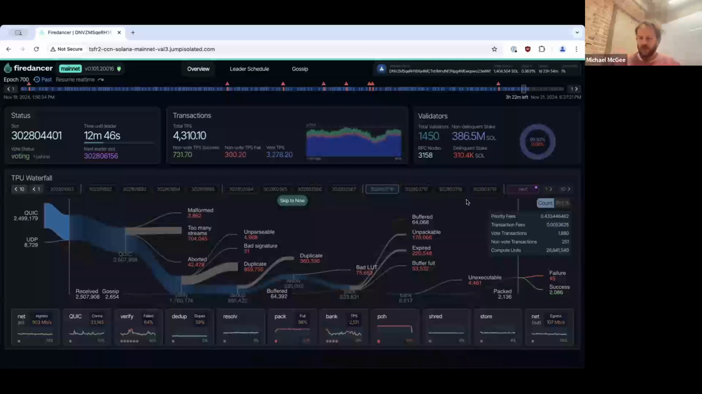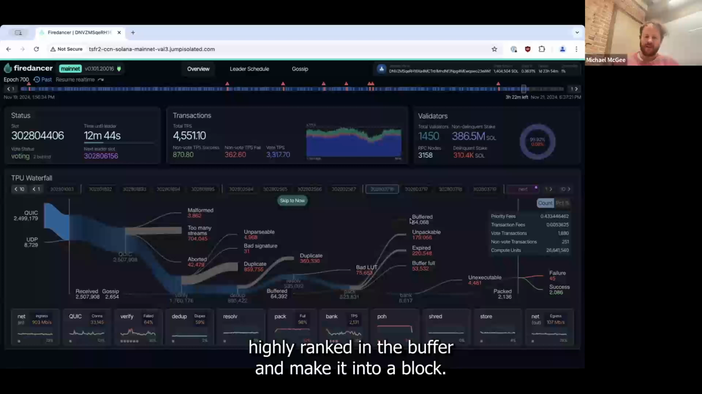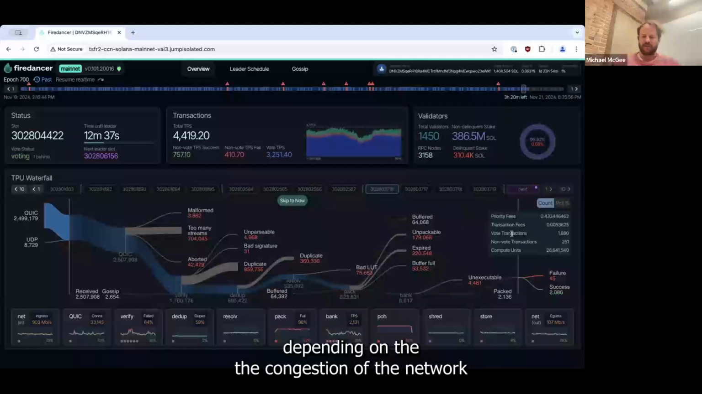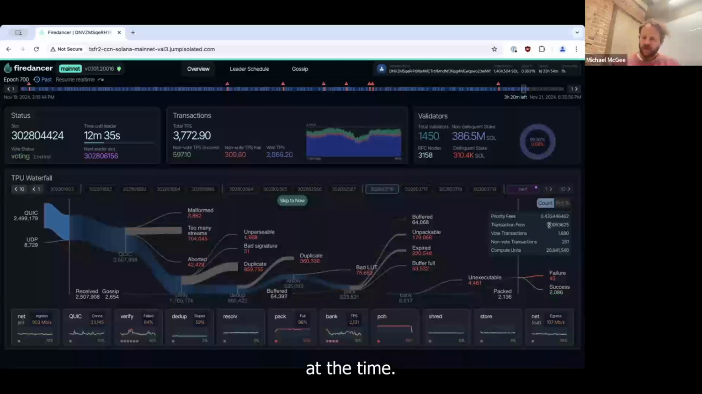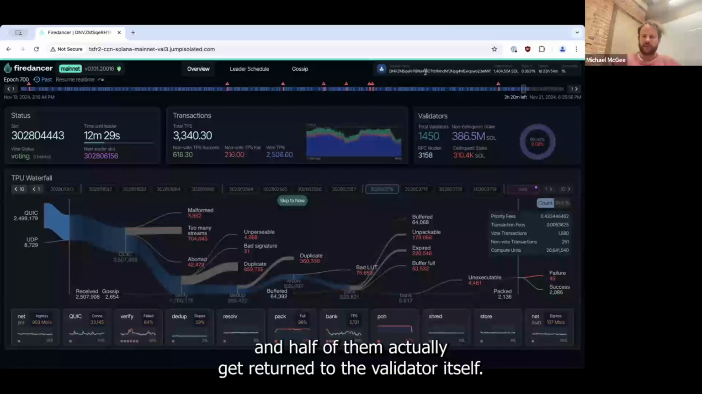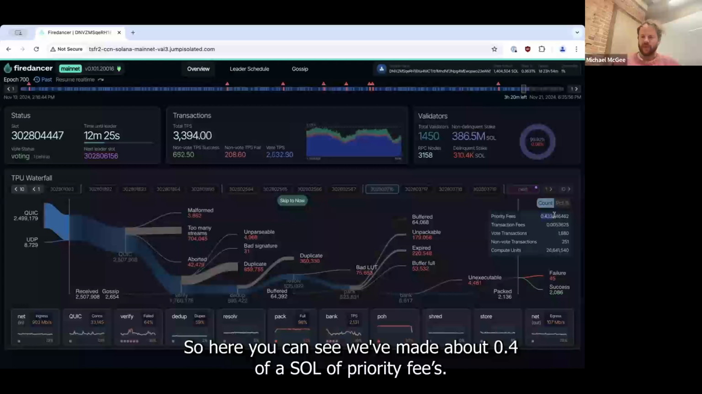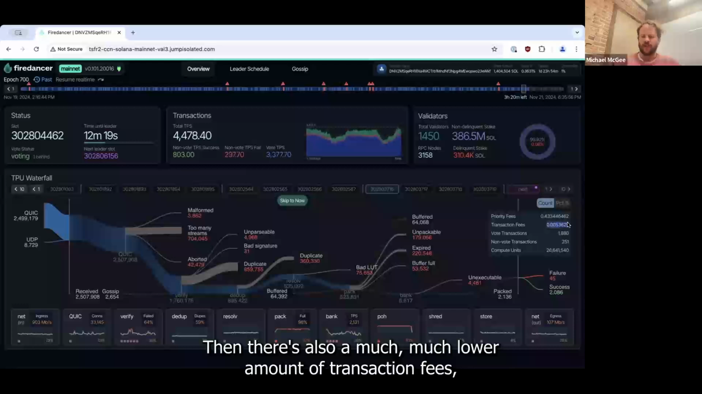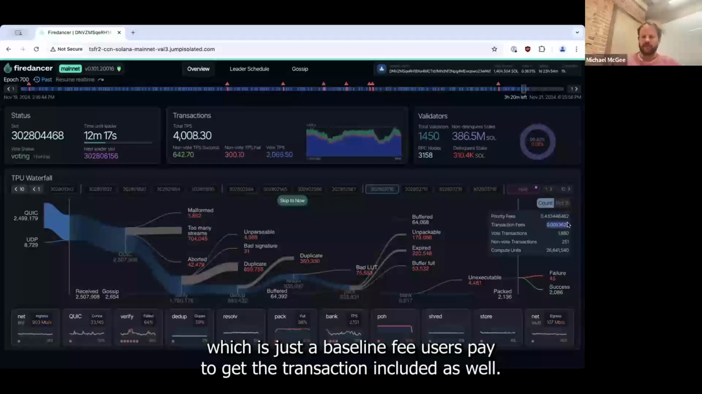So as we talked about, to get highly ranked in the buffer and make it into a block, transactions will have to compete and pay higher fees depending on the congestion of the network at the time. And so all of those fees get collected by the validator. Half of them get burned currently and half of them actually get returned to the validator itself. So here you can see we've made about 0.4 of a SOL of priority fees. Then there's always a much, much lower amount of transaction fees, which is just a baseline fee users pay to get the transaction included as well.